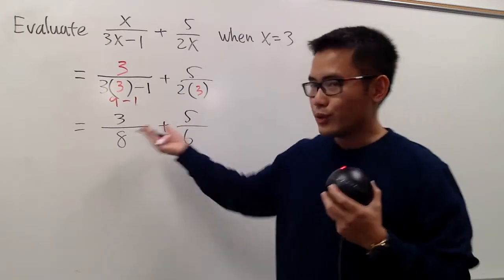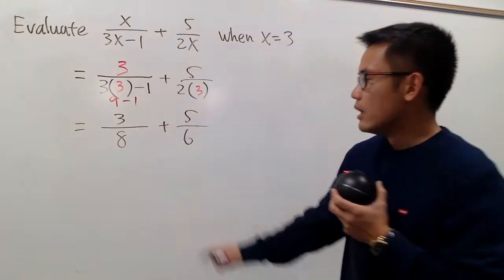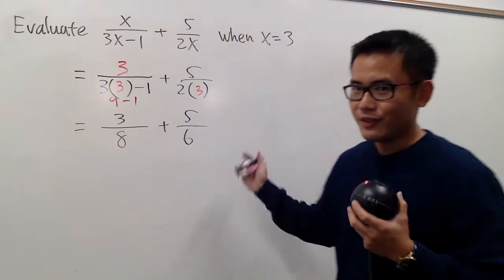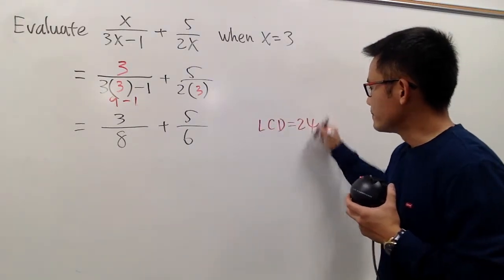Now, how do we add fractions? Be sure we get the common denominator first, right? The lowest common denominator for 8 and 6 is 24. So let me indicate that right here. The LCD is equal to 24.